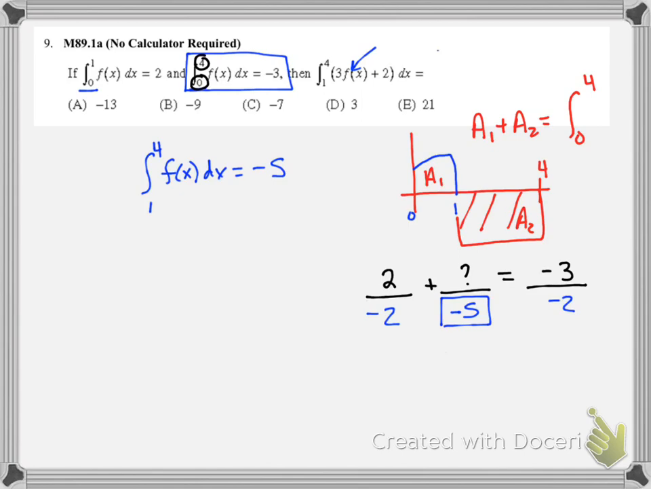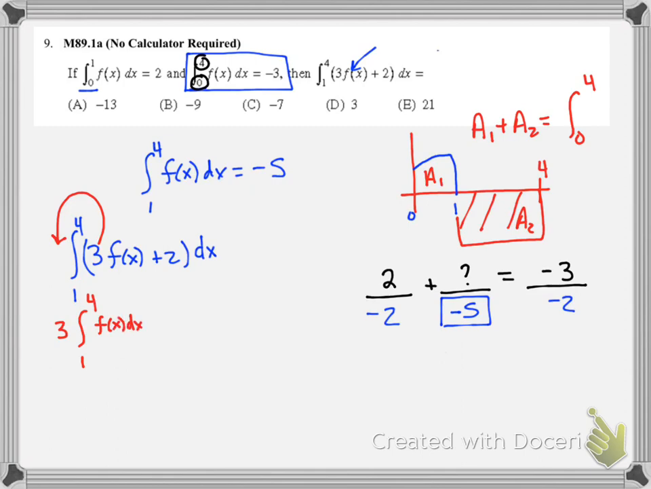So if I was to split this up, I'm going to take this integral right here from 1 to 4, 3 f of x plus 2 dx, and I'm going to apply some rules to this. I'm going to factor out that constant. So we really have 3 times the integral from 1 to 4 of f of x dx plus the integral of 2 dx from 1 to 4.